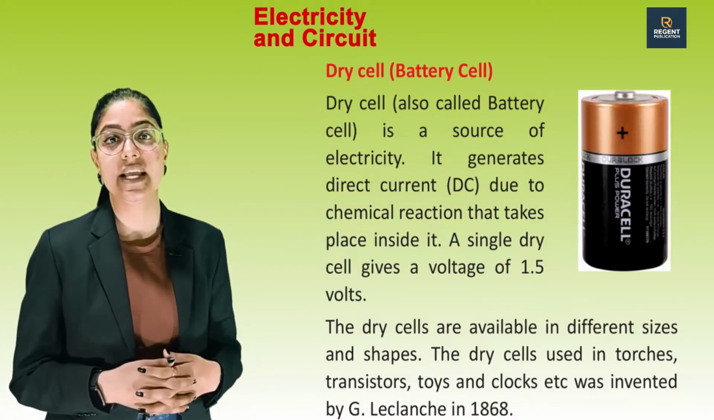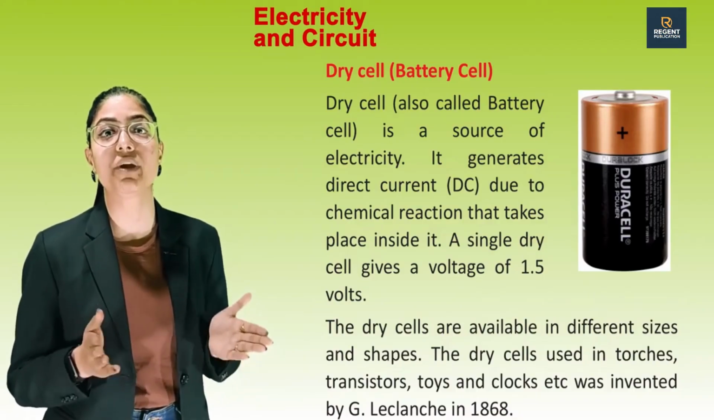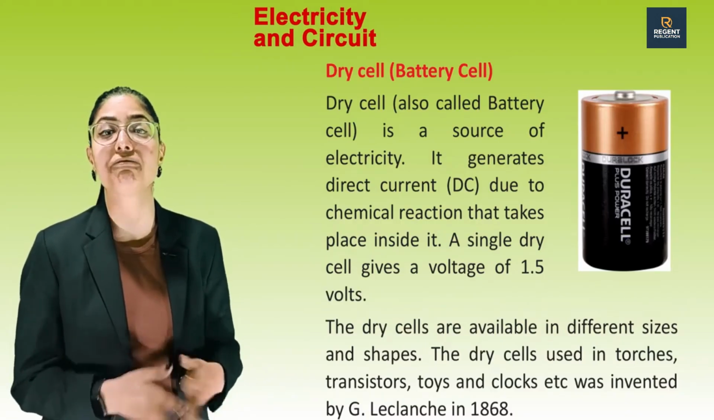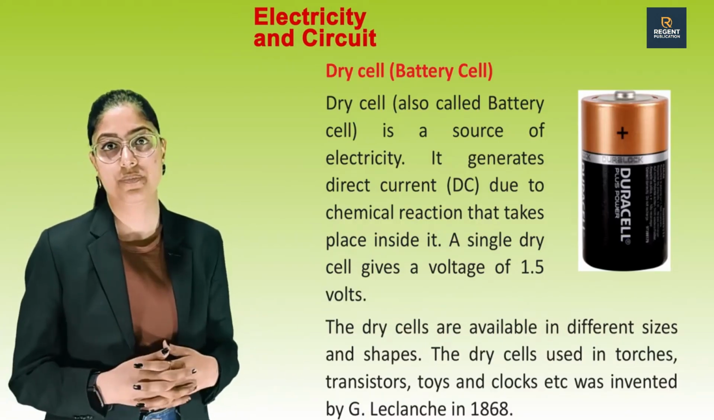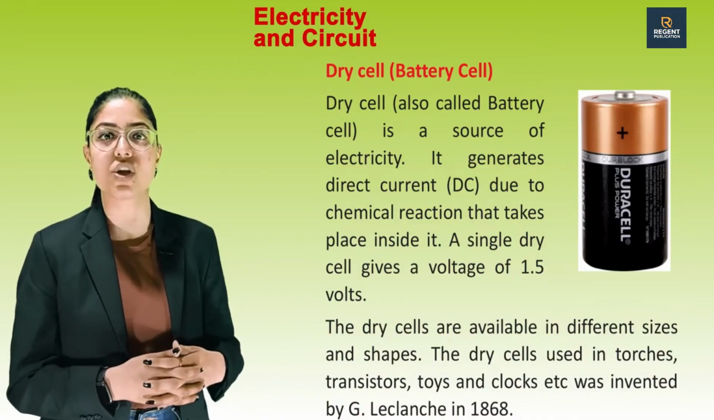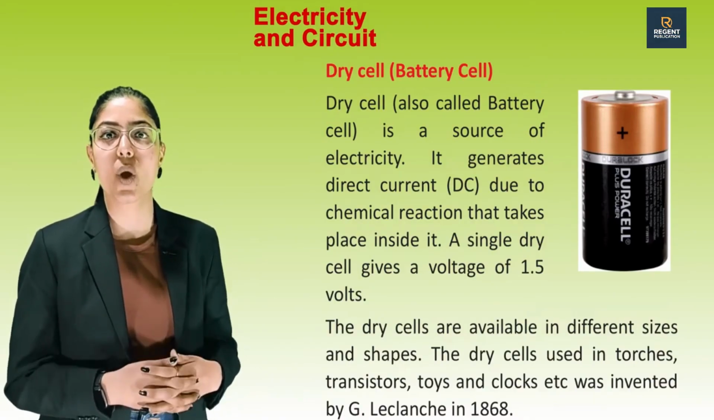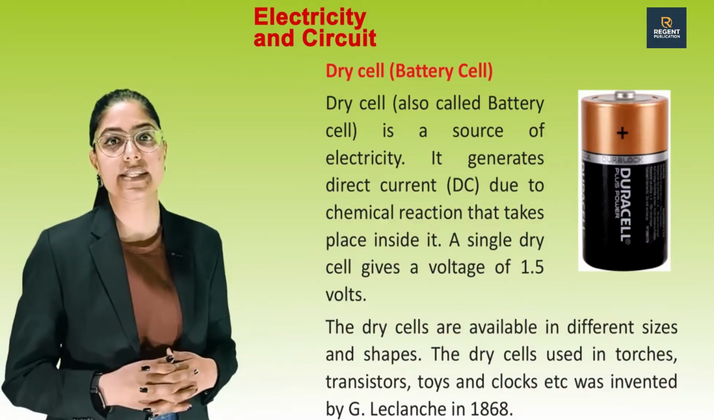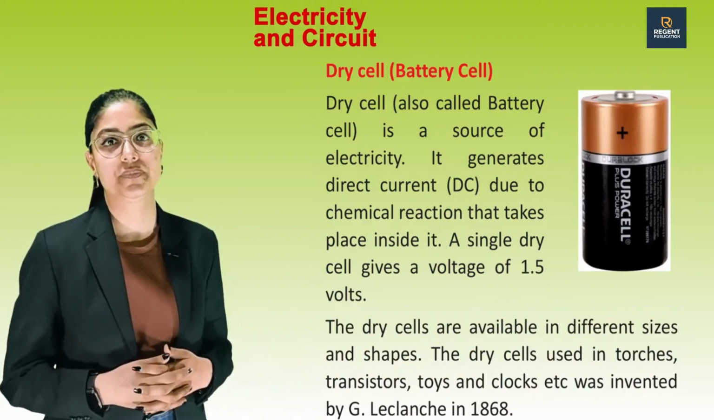A single dry cell gives a voltage of 1.5 volts. Dry cells are available in different sizes and shapes. Dry cells are used in torches, transistors, toys, clocks, etc. The dry cell was invented by G. Leclanché in 1868.